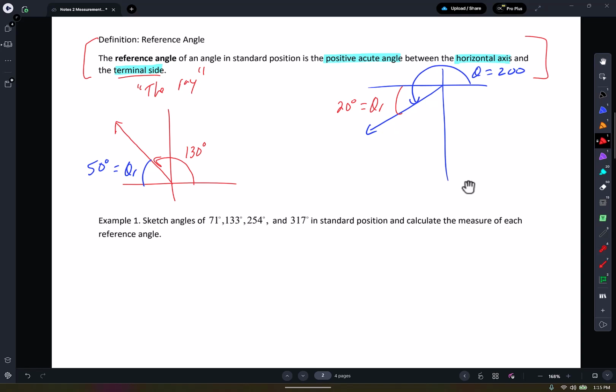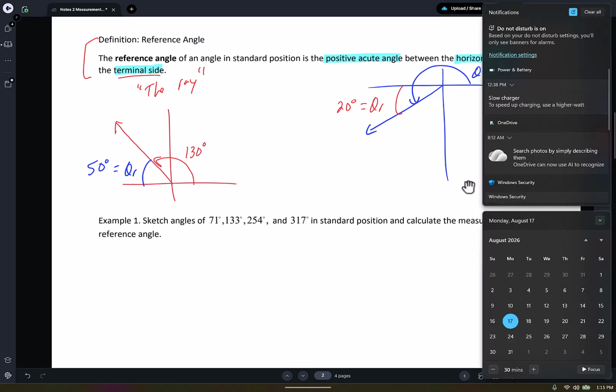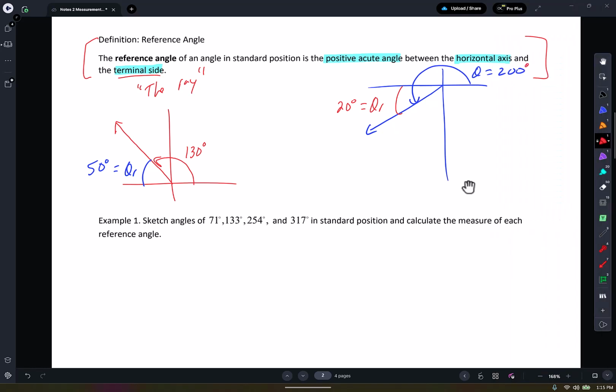Yes, miss. What are you writing next to the theta in blue? For the 50 degrees, is it theta and something else? Or is that theta r? So that's a subscript. R for reference. Okay. Yeah, please stop me because sometimes I just do stuff.